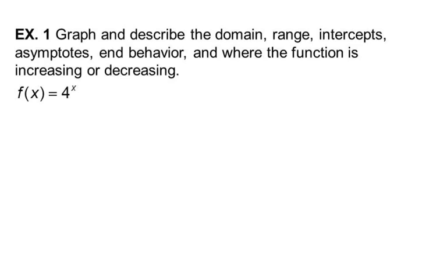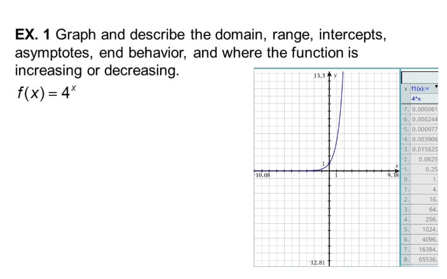So example 1 says to graph and describe the domain, range, intercepts, asymptotes, end behavior, and where the function is increasing or decreasing. So all of these are things that we've learned in chapters 1 and 2, and we need to continue to bring those up anytime we're talking about functions to be able to describe the graph of that function. So f of x equals 4 to the x power. Here's a picture of the graph and the table.